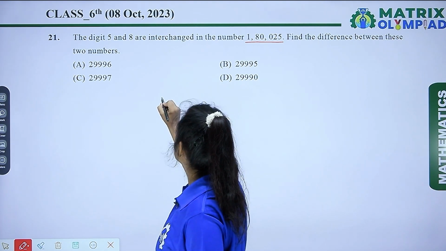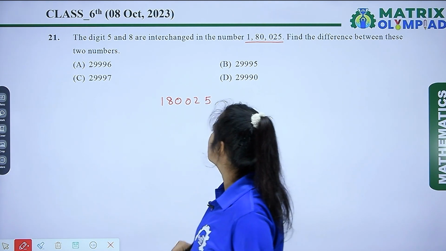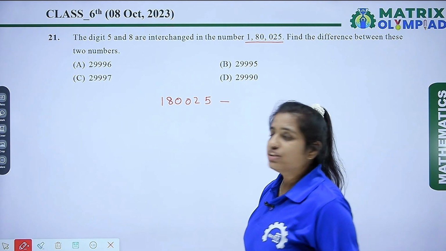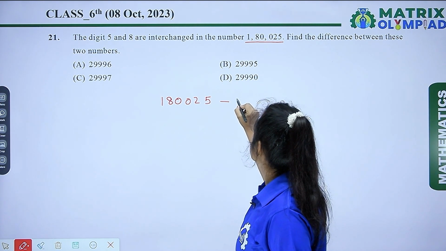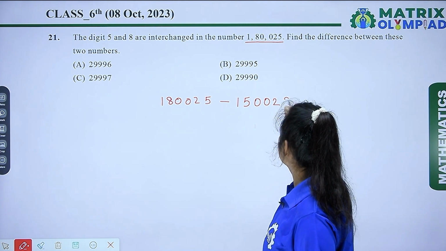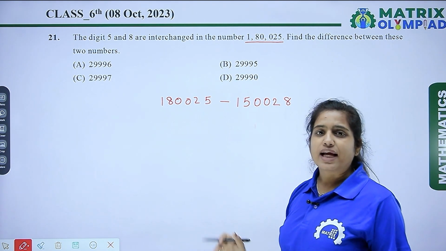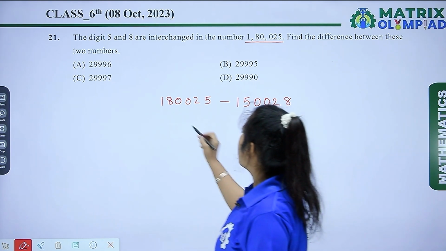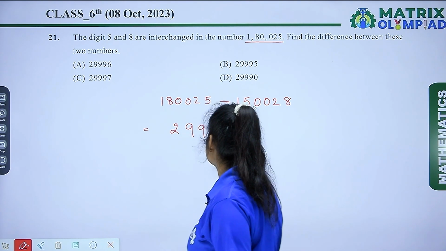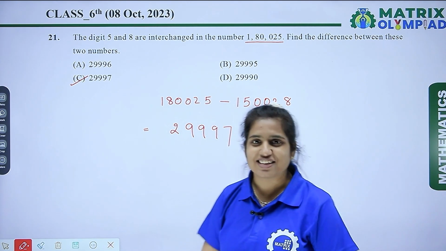तो first number हमारे पास है 1,80,025 और इसमें से हमें subtract करना है interchanged number. So the interchanged number is 1,50,028. So we have to subtract these two numbers and find the difference. After subtracting, we get 29997. So here, after the subtraction, we get option C, the correct answer.